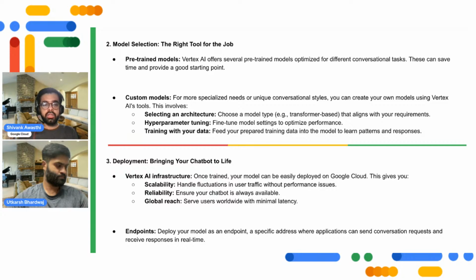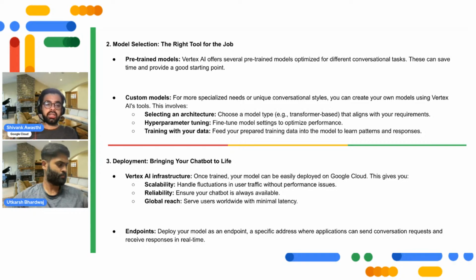For custom models, for more specialized needs or unique conversational styles, you can create your own models using Vertex AI's tools. This involves selecting an architecture, choosing a model type, for example transformer based, that aligns with your requirements. The next step is hyperparameter tuning, which is fine tuning model settings to optimize performance, and then training your model, which is feeding your prepared training data into the model to learn patterns and responses.